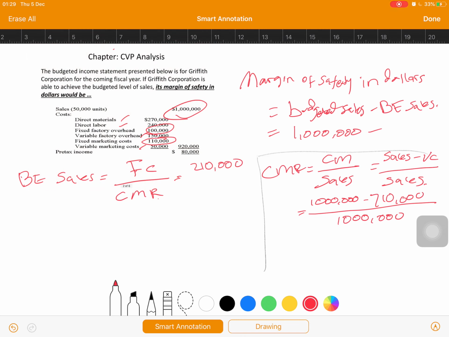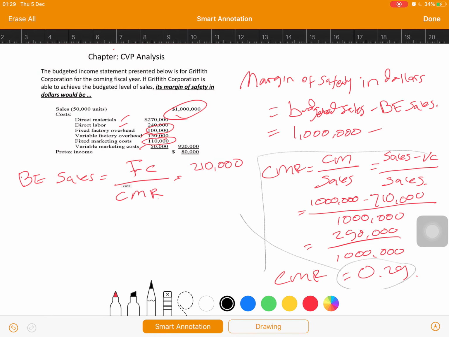So 1 million minus 710,000, we got 290,000, divided by 1 million. Okay, it is 0.29. So the CMR is 0.29, and you put it here.